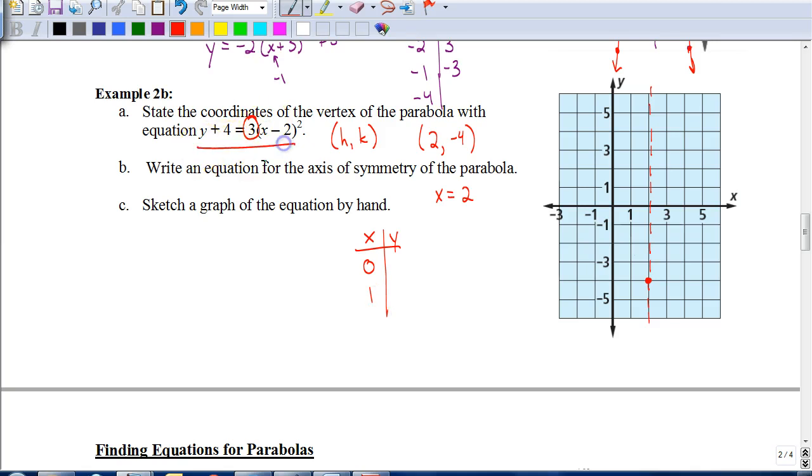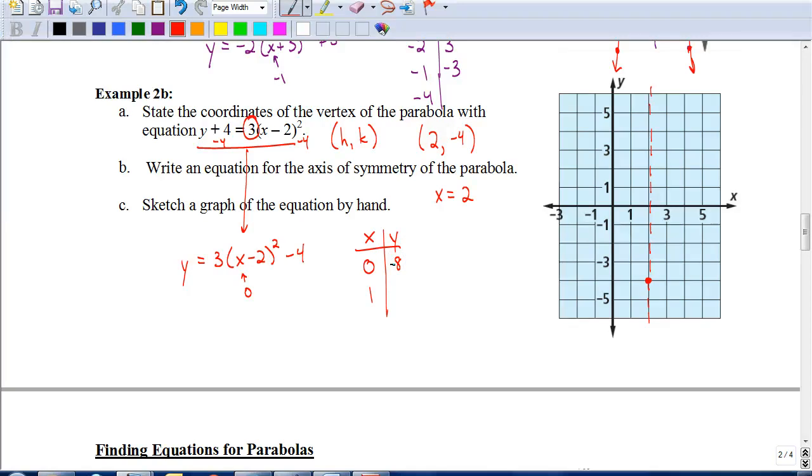Now again, I'm going to take this equation and write it so the y is by itself, so I'm going to subtract 4 from both sides. So it's going to be y equals 3, and then in parentheses, x minus 2 squared, and then minus 4. So now when I go to graph this, I'm going to put 0 in here for x. 0 minus 2 is negative 2. Square that, it makes it a positive 4, times 3 is 12. But 12 minus 4 gives me 8. So when I have x equals 0, y is going to equal 8.